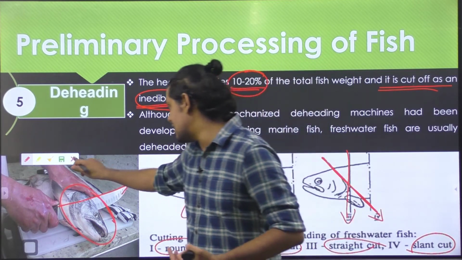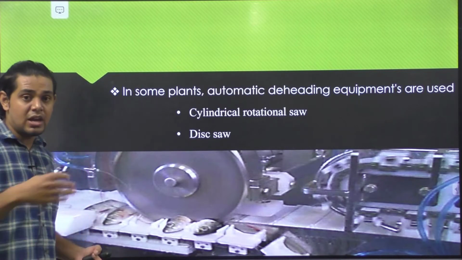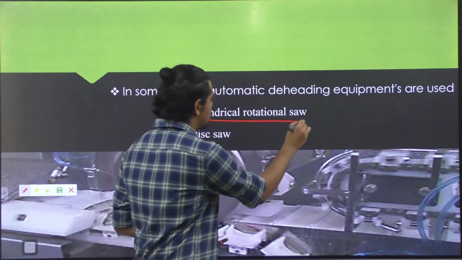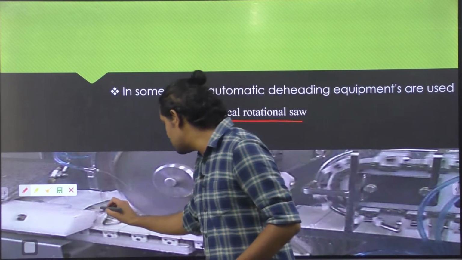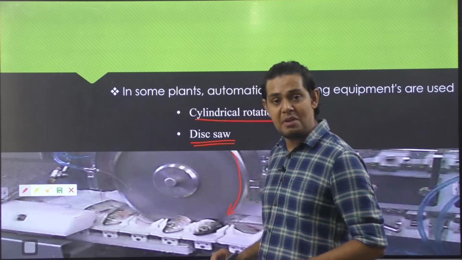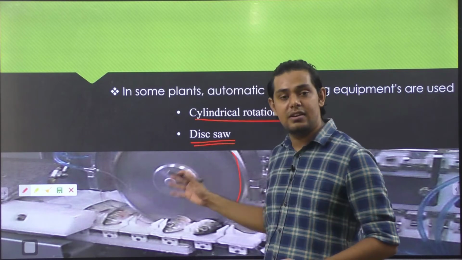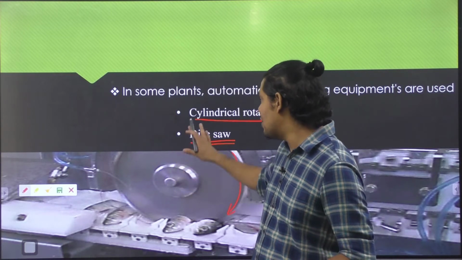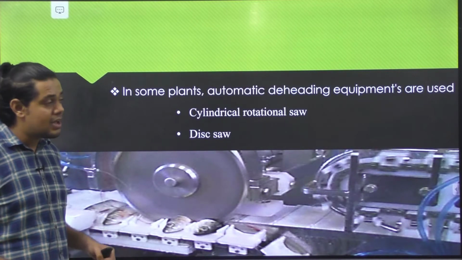Manual deheading is again a labor intensive process. Next, in the case of automatic machines, we can employ many other types of equipment, such as the cylindrical rotational saw as well as the disc saw, as shown in this picture. Here you can see the fish placed, and you have an extremely sharp cylindrical saw that is rotating. As the fish moves, the head is chopped off, and we are left with only the body part, which is used for other processing operations. This is how deheading is performed in a fish processing plant.